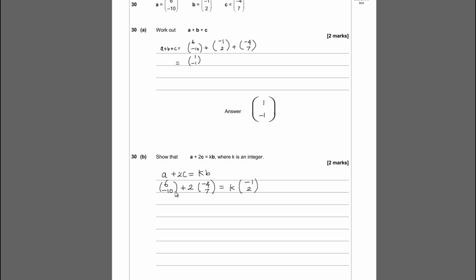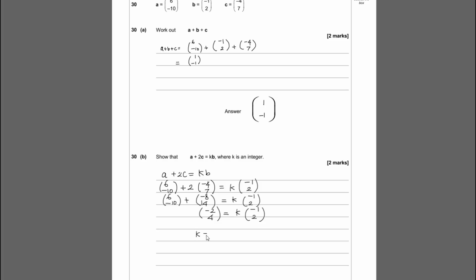Now let's simplify this equation. We have 6 minus 10, add this one is 2 times minus 4, minus 8. 2 times 7 is 14. We still have K here, minus 1 and 2. Now 6 minus 8 is minus 2. Minus 10 plus 14, it's 4. That will be K times this one, minus 1, and this one is 2.